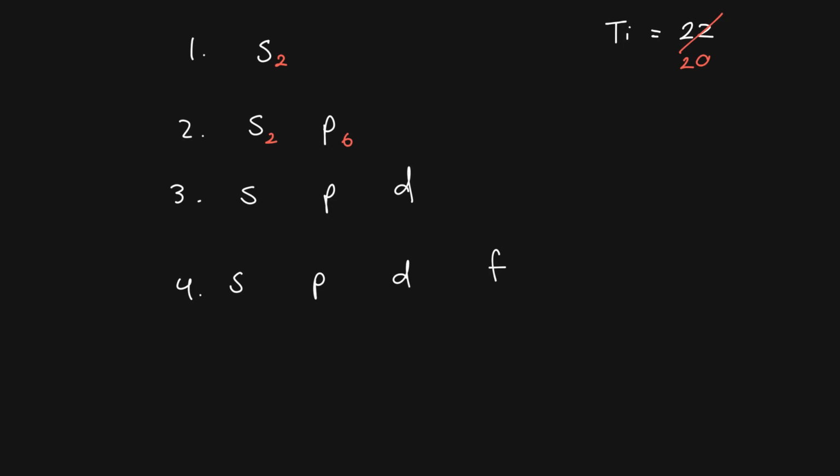2, 6. So now we take 8 off. 20 minus 8 is 12. And then, how many in this S, Andrew? That would be 2. This P? 6. This D? That would be 2. Okay, so we would normally take another 8 off.